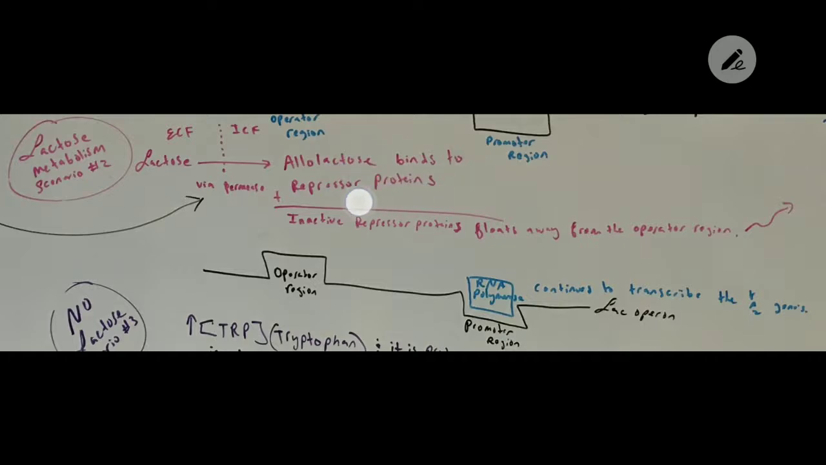Allolactose binds to the repressor proteins. So you guys may see this formula that I have here going on. It's just a plus sign. That just means that whichever first word is gone here, they're going to bind to each other. So allolactose is going to bind to the repressor proteins, which will make the inactive repressor proteins. Essentially, these guys turn inactive. So they float away from the operator region.